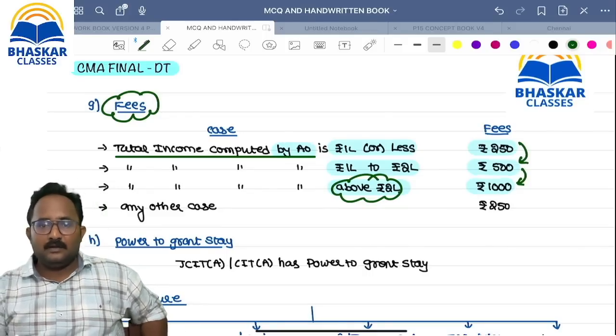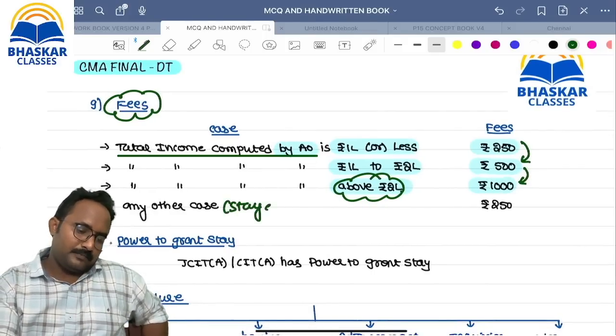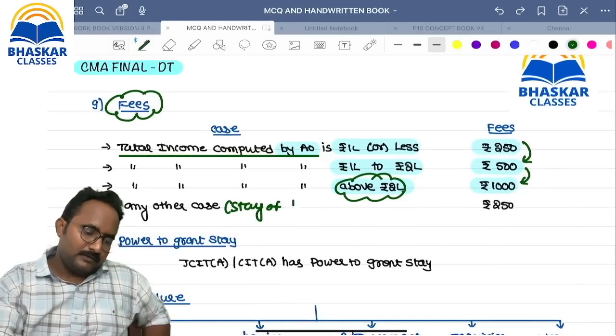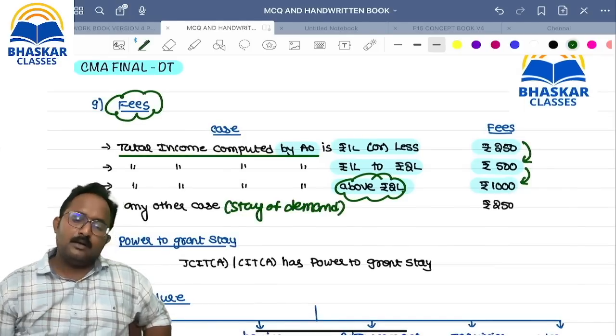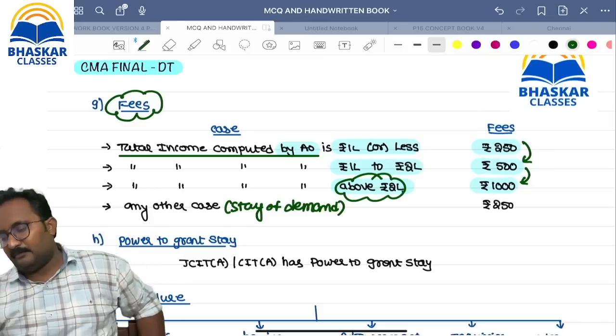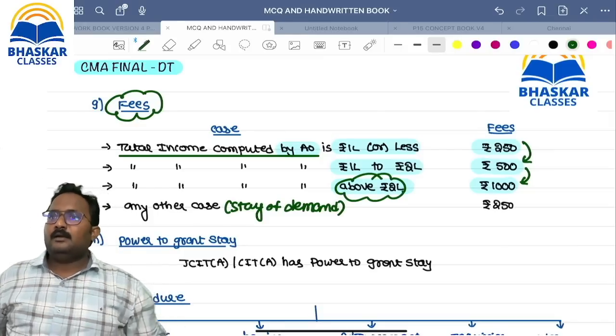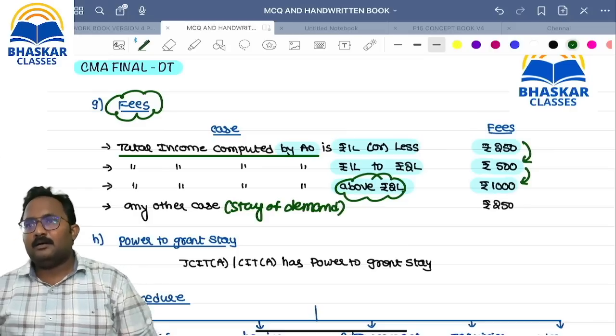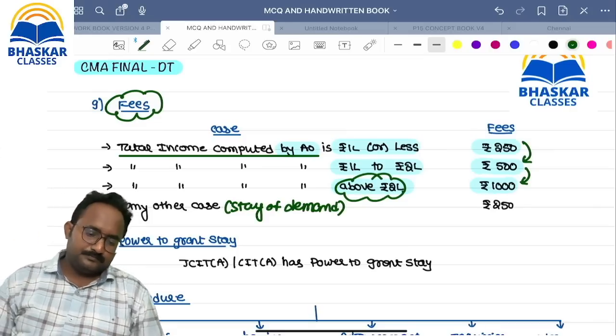Last one, other cases: you can write stay of demand. Stay of what? Demand. I will tell you after some time. So in other cases, what is the fee they are expecting? 250. Minimum 250. It can be doubled. Doubled, how much? 1,000.